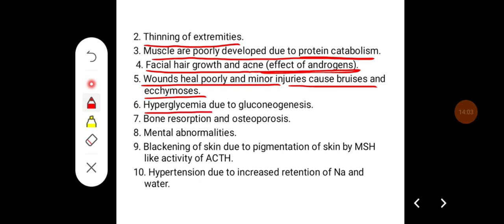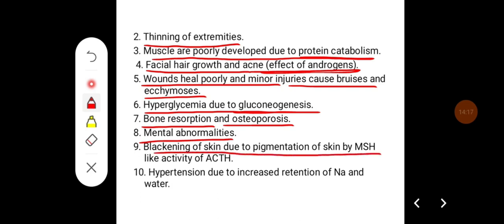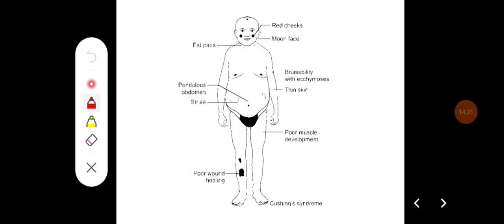There will be hyperglycemia due to gluconeogenesis. There will be increased bone resorption, which causes osteoporosis. There can be mental abnormalities, and there can be blackening of the skin due to pigmentation by the melanocyte stimulating hormone like activity of ACTH. It is also associated with hypertension due to increased retention of sodium and water.